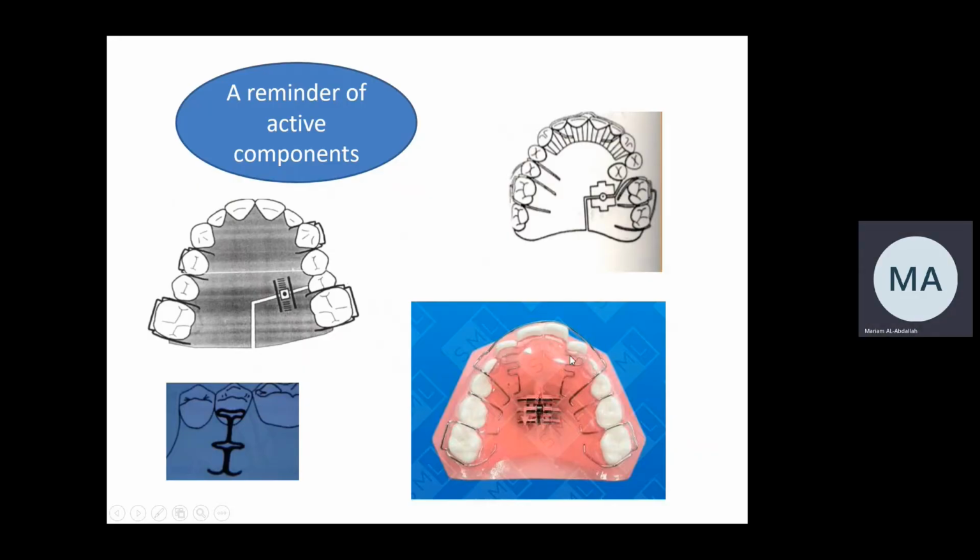T-springs on both lateral incisors because they are separate, and we have the T-spring on the 5. So just to remind you of the design of the active components.